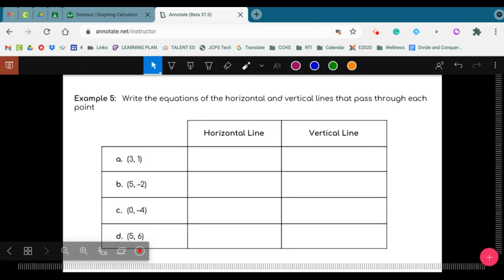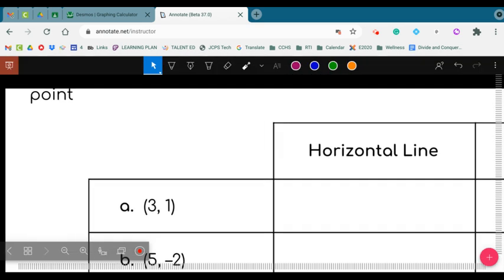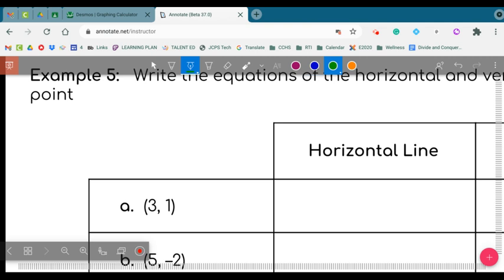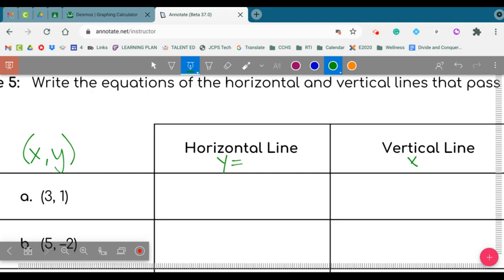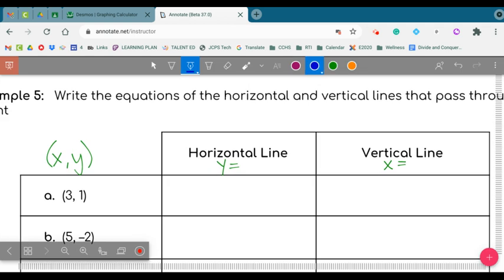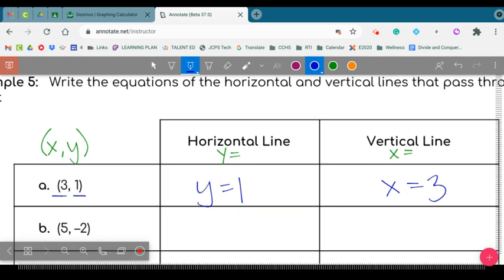So this one says write the equation of the horizontal and vertical line that passes through each point. So for each one, we have our x and our y coordinates. Horizontal, if you guys remember, is y equals. Vertical is x equals. So for the first one, y equals. Our y value is 1. So we're going to have y equals 1. For x, our x value is 3. So we're going to have x equals 3. And those are our lines.